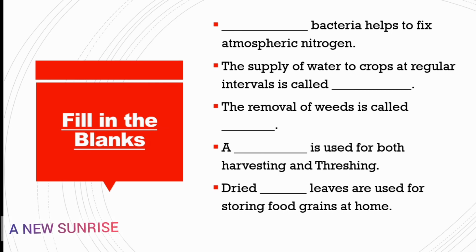The supply of water to the crops at regular intervals is called irrigation. The removal of weeds is called weeding. A dash is used for both harvesting and threshing. The answer here is modern equipment, that is, a combine. Dried dash leaves are used for storing food grains at home. Here the answer would be neem leaves.